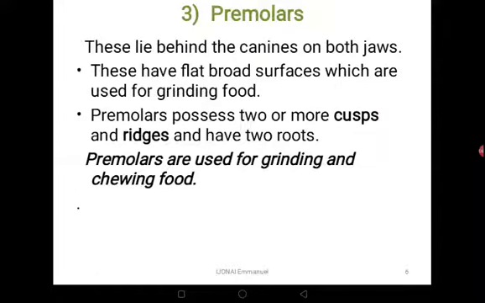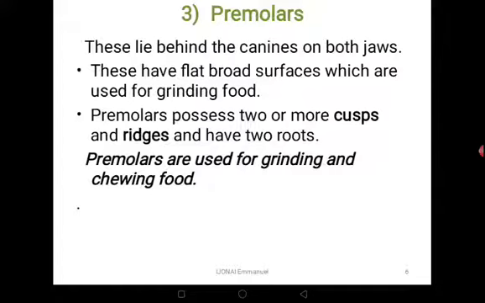And then we have the premolars. These lie behind the canines in both jaws. So usually on the upper jaw and the lower jaw, they are behind the canines. We are following the order of arrangement from the incisors in front, then those that are next to the incisors are the canines, and then those that are next to the canines are the premolars.